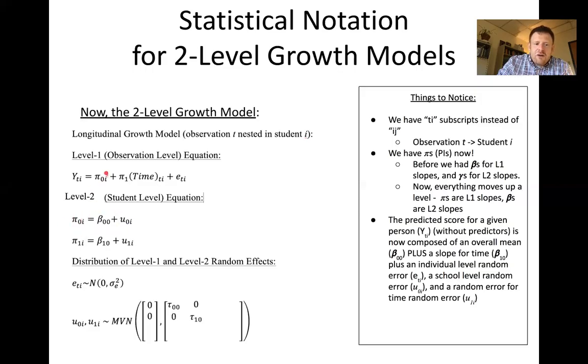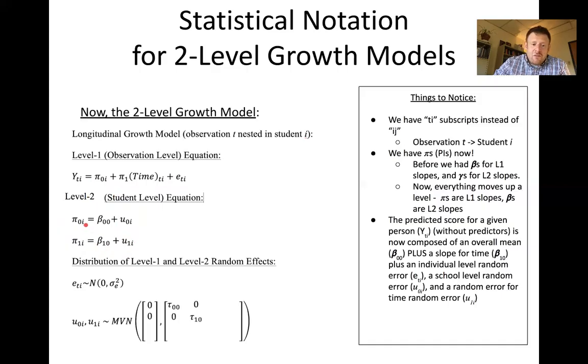So pi 0i, which is our intercept, is represented by an overall student level mean, beta 0,0, and a student level variability in the intercept. We'll call that U0i. And then we also have, in our null model or no growth model, a predictor of time. And so time is brought down here to the student level, and it is decomposed into an overall impact of time. We'll call that beta 1,0, plus individual variability in that slope.